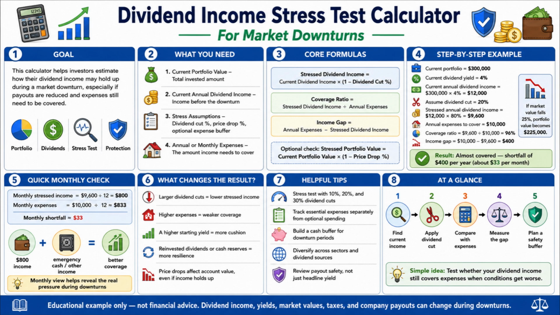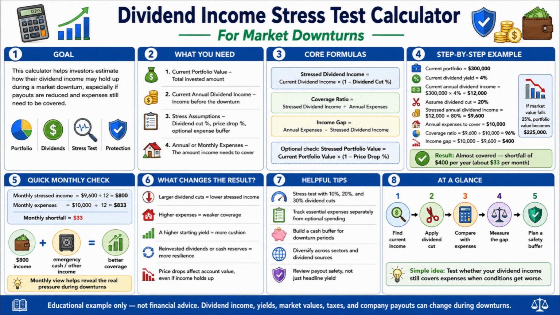After that, you apply a stress assumption. For example, if you assume dividends are cut by 20%, then the stressed dividend income becomes current dividend income multiplied by 1 minus the dividend cut percentage. So, $12,000 multiplied by 80% equals $9,600. This means that after a 20% dividend cut, the portfolio may produce about $9,600 in annual dividend income.